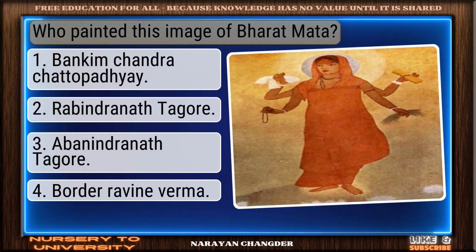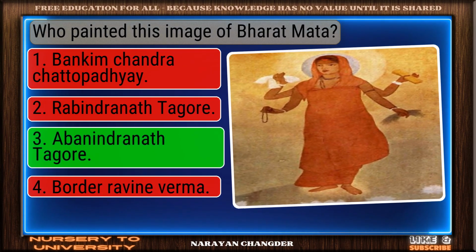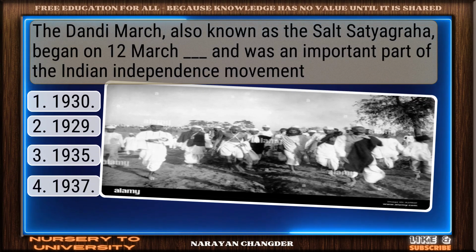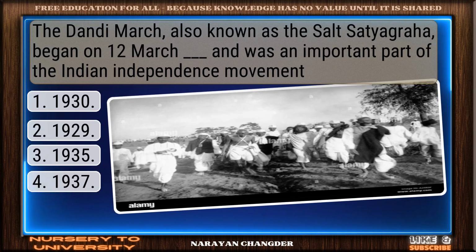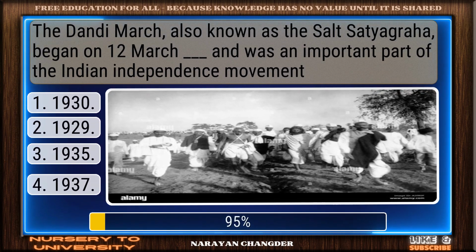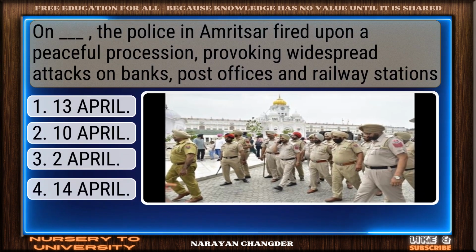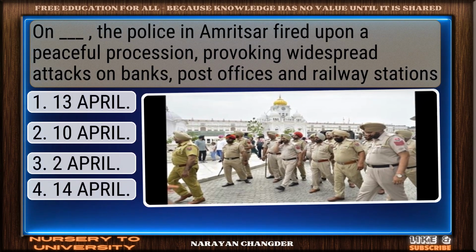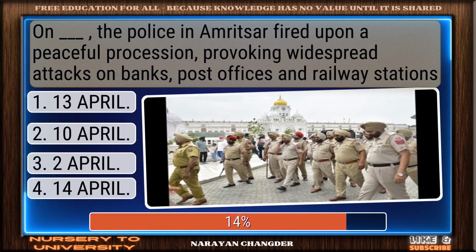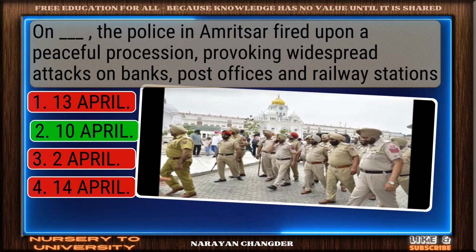Who painted this image of Bharat Mata? Nice work. Abanindranath Tagore fits perfectly. The Dandi March, also known as the Salt Satyagraha, began on the 12 March 1930 and was an important part of the Indian independence movement. Perfect. 1930 is right. The police in Amritsar fired upon a peaceful procession, provoking widespread attacks on banks, post offices and railway stations. Good thinking. 10 April is right.